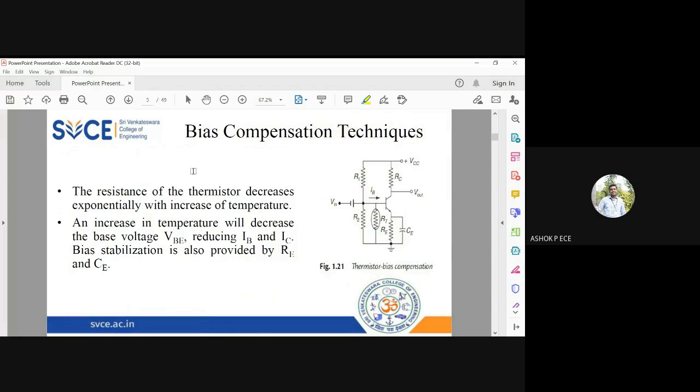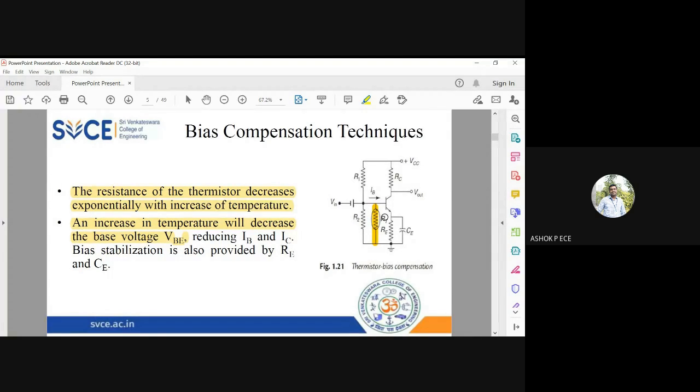Okay. So what happens, assume that in the BJT the temperature is increasing, so the resistance value will start decreasing. So this RT will start decreasing, since the resistance of a thermistor decreases exponentially with increase in temperature. So any increase in temperature will decrease the base current IB. See, when the resistance RT is very, very small, current always prefers the least resistance path. So yeah, some portion of IB which is entering your base will start flowing towards your RT.